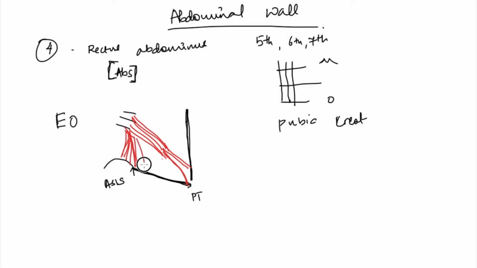So let's just cover this up here. In the lower part, you know that this is constituted by the aponeurosis. So the higher part of the muscle, here you have the actual muscle fibers.